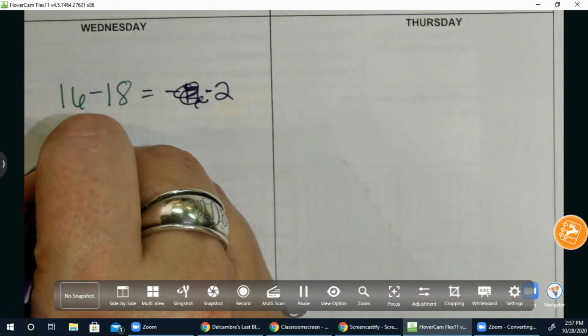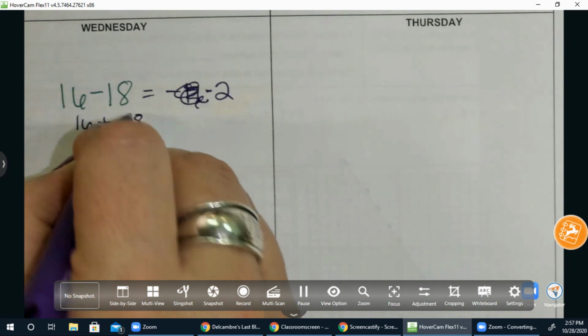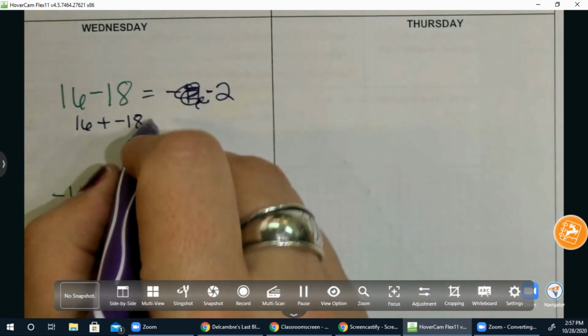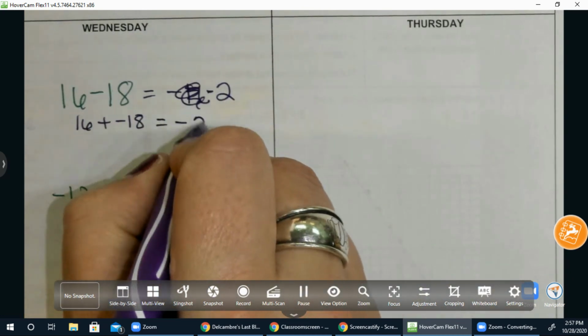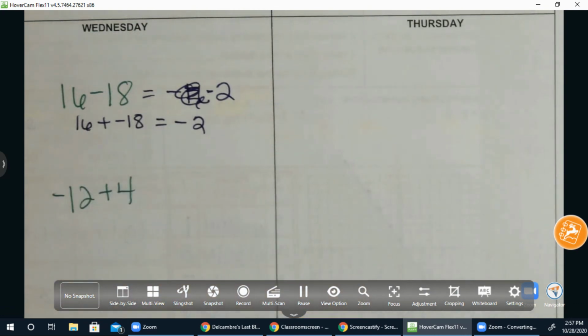Okay, if you think of it as subtracting as adding its opposite, so it's the same as 16 plus a negative 18. So we have different signs, so we subtract. And so it would be negative 2 because I have more negative 18 than a positive 16.